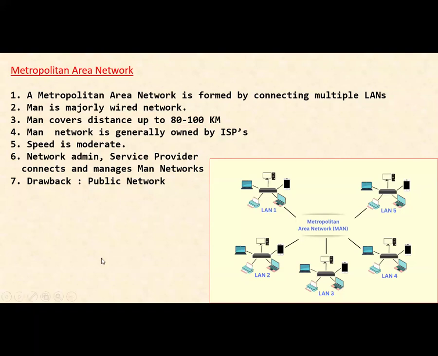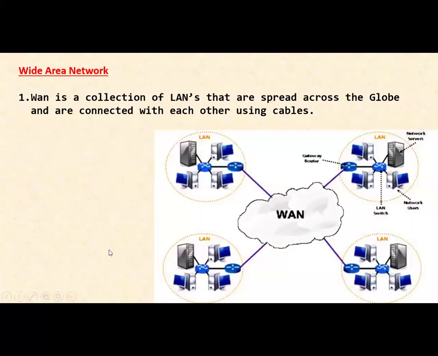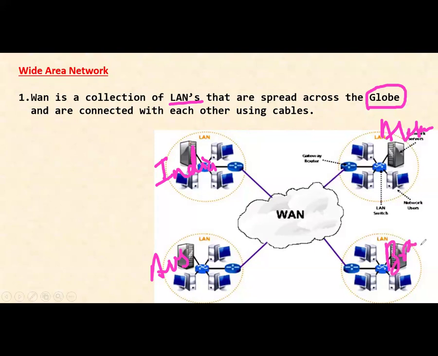Done. Now once I go to the other network, there is wide area network here, friends. You can see clearly wide area network is again a collection of local area networks that are spread across the globe, connected across the globe. Let us say this local area network is somewhere in India. This is somewhere, let us say, in Australia. This is somewhere in, let us say, Alaska. And this is, let us say, in Brazil.